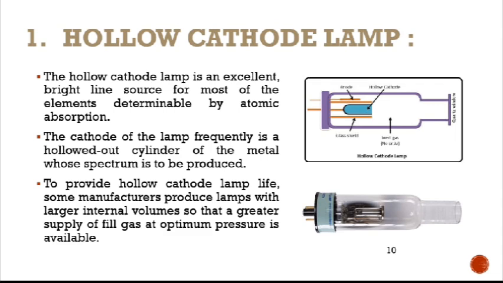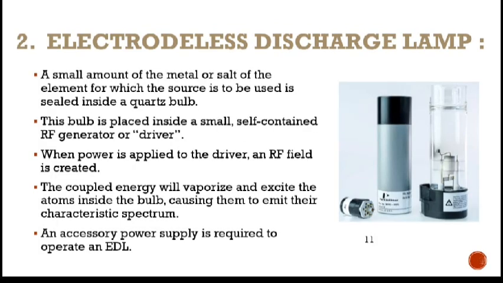The second light source is the electrodeless discharge lamp. A small amount of the metal or salt of the element for which the source is to be used is sealed inside a quartz bulb. This bulb is placed inside a small self-contained RF generator or driver. When power is applied to the driver, an RF field is created. The coupled energy will vaporize and excite the atoms inside the bulb, causing them to emit their characteristic spectrum. An accessory power supply is required to operate an EDL.